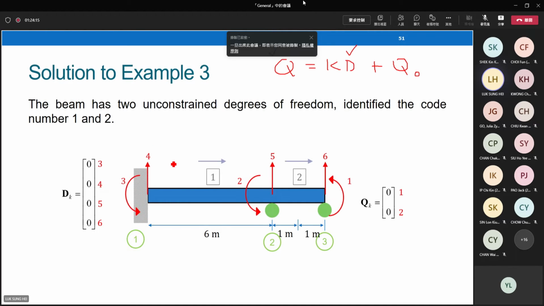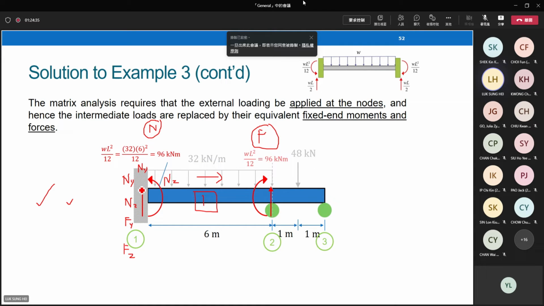Go back to the code number diagram. This is ny for element 1, nz here, also for element 1, then fy, fz. The code number order is 4352. The order of the code numbers for element 1 is 4352, consistent with what we put down here: ny, nz, fy, fz. These are the code number order we would like to use at element level, starting from node n and then node f. This is the first observation.